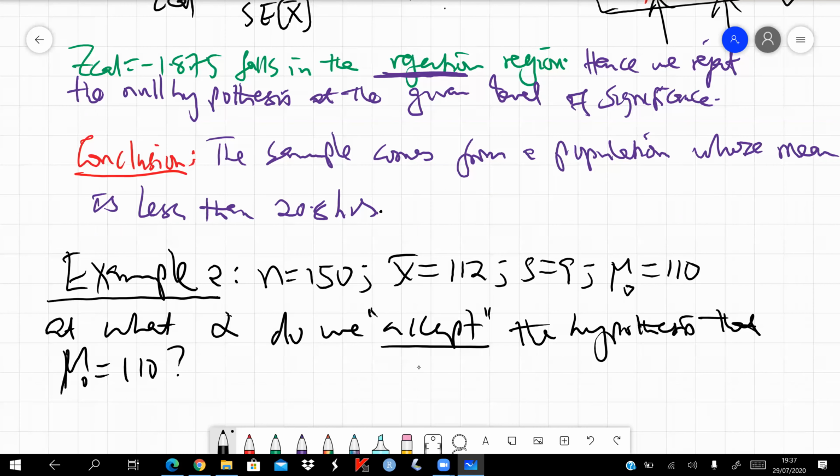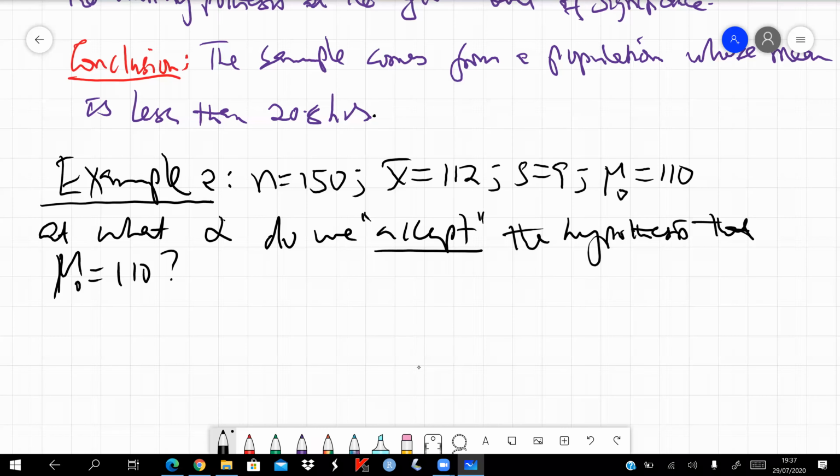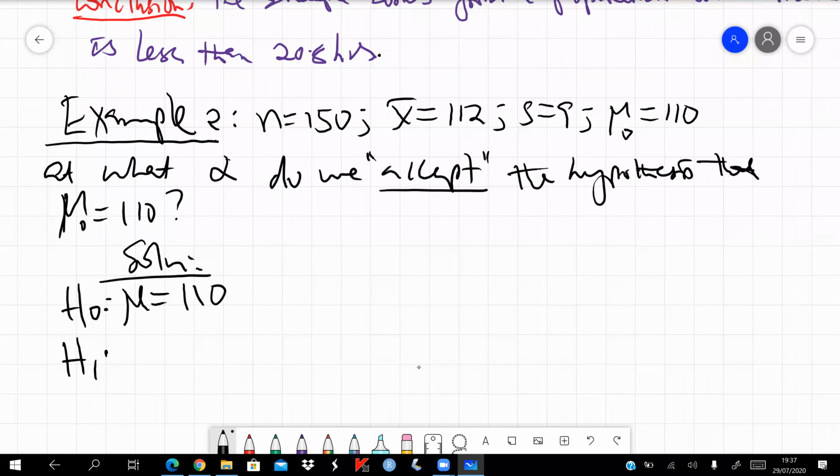So the starting point always is to define your hypothesis, the null hypothesis and the alternative hypothesis. H naught is easy to see. H naught: mu is equal to mu naught. Then H1 will also have a mu and 110.